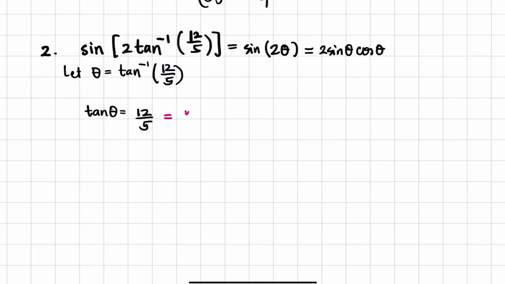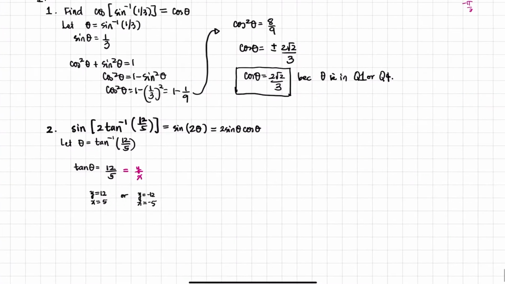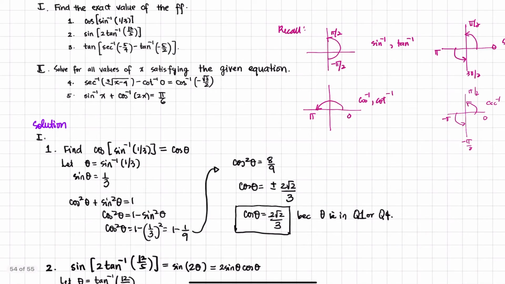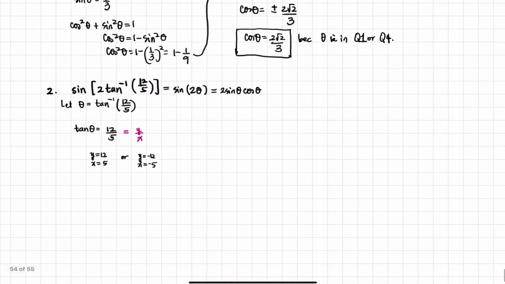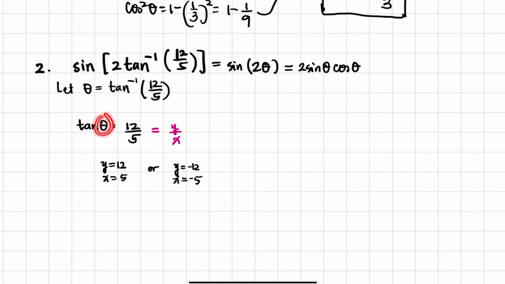So, tangent is y over x, tama. So, dalawa yung cases mo. Y is 12, tapos x mo is 5. Or y is negative 12, x mo negative 5. Pero according dito sa rule natin, tangent inverse nasa quadrant 1 or quadrant 4 lang siya. So, this theta is in quadrant 1, or quadrant 4.